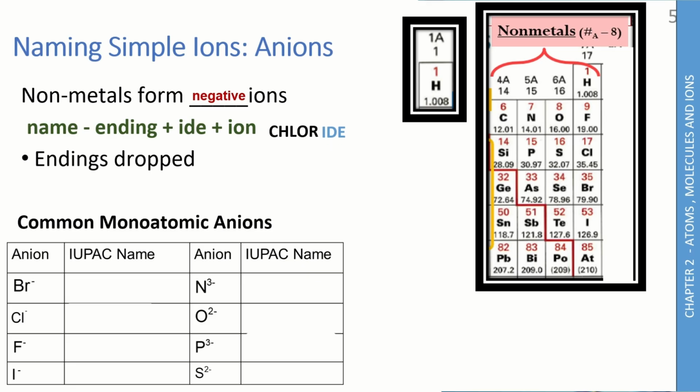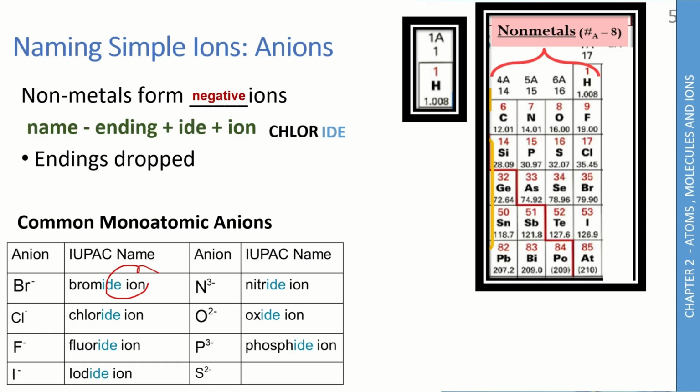If you go to bromine, we drop the ending, and it's going to be bromide ion. Yes, you need to write down ion. Chlorine will be chloride. Fluorine will be fluoride. Iodine will be iodide ion. Nitrogen will be nitride ion. Oxide ion, phosphide ion, and sulfide ion. So pretty easy. The only thing you do is drop the end of the name and replace it with -ide plus ion.